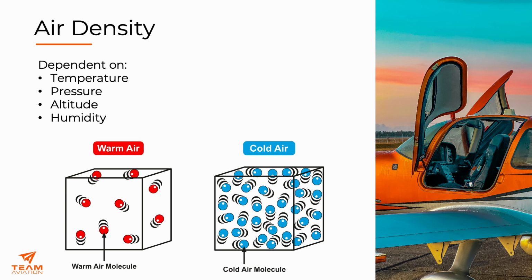On the left, we see warm air molecules. They are spread out, making the air less dense. On the right, cold air molecules are packed closely together, creating denser air. This ties directly into the International Standard Atmosphere, ISA. ISA assumes standard conditions of air temperature and pressure at different altitudes. Pilots compare actual conditions to ISA to adjust performance calculations. For example, on a hot day, the aircraft may require a longer takeoff roll due to lower air density.